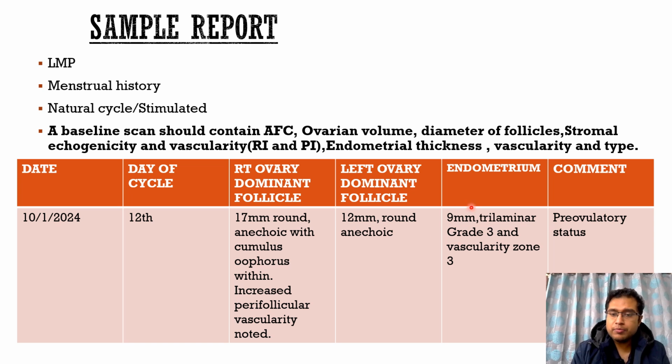For the endometrium, we have to mention the thickness and the grade, as I told you. This is trilaminar, grade 3. This is also very important because grade 1, 2, 3 and 4 will help the clinician determine the receptivity of the endometrium along with the vascularity zone. This is vascularity zone 3, that is the endometrium is well vascularized to receive the ova. And then in the comment section you can write the status of the ovulation, that is, this is a pre-ovulatory status, because we can see the cumulus oophorus with increased perifollicular vascularity.